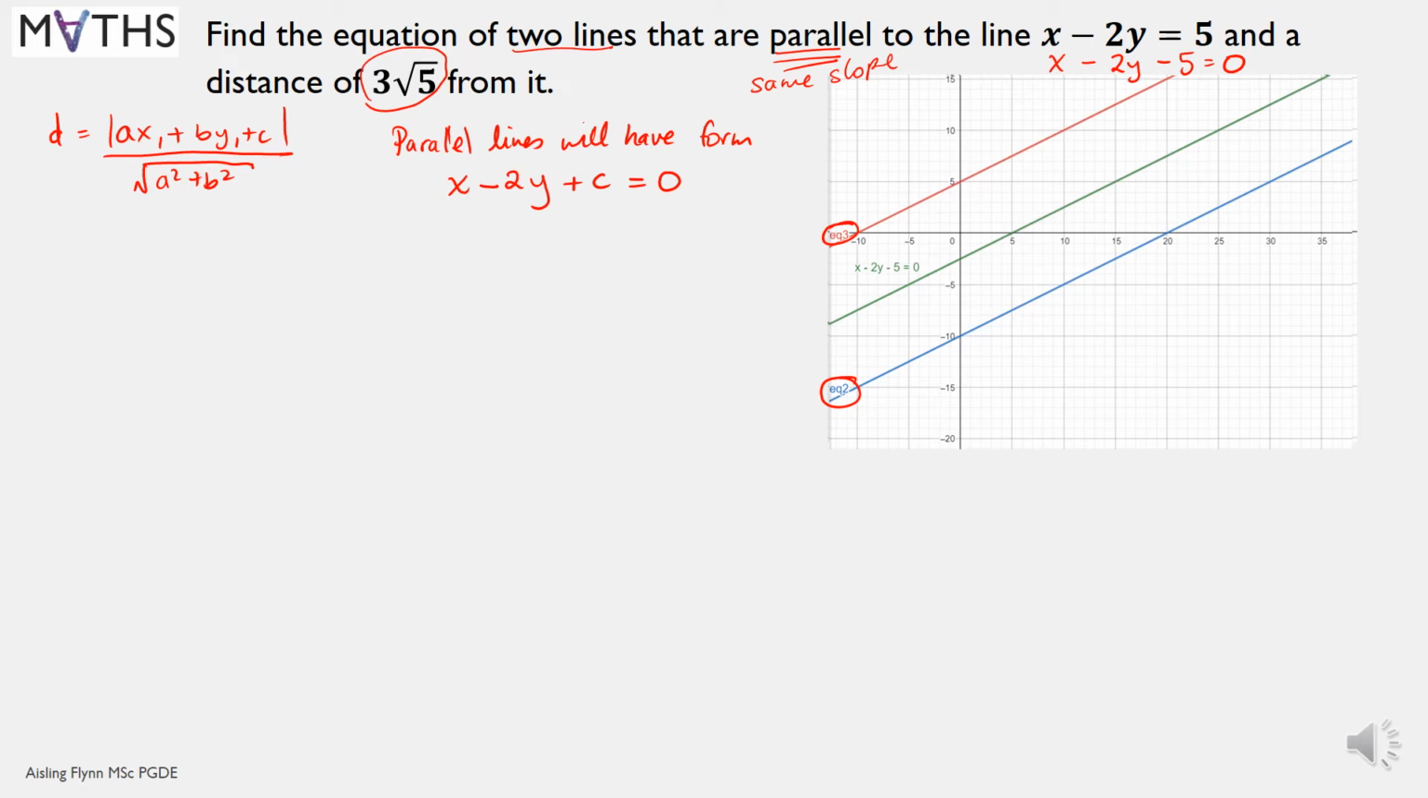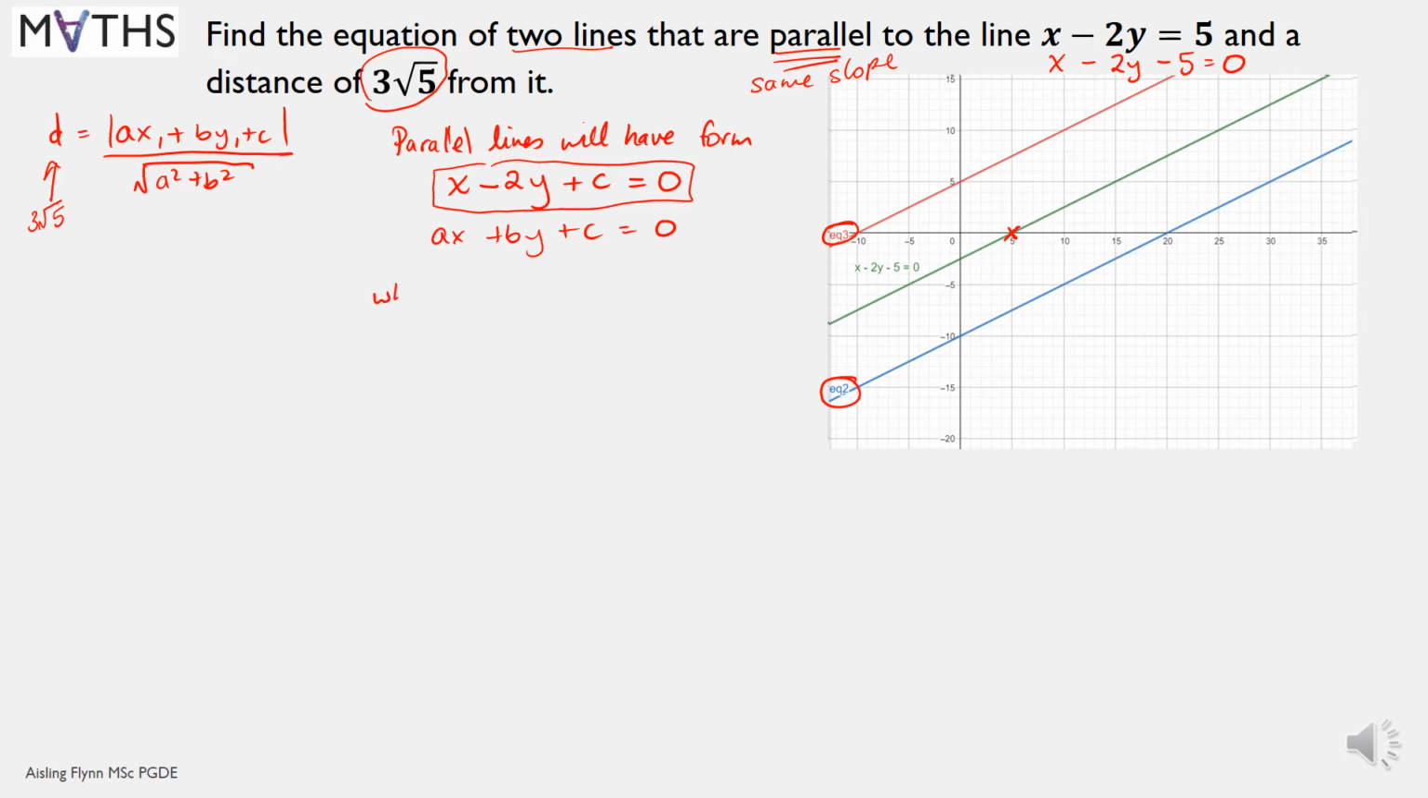Alright, now we do know the distance is 3 root 5. And what else do we need to know for our formula here? We need a point. If we're using this as our equation, ax plus by plus c equals 0, the point must be on the green line somewhere. So we need a point on the green line. The easiest one, because I've drawn it here, right? How would you get that?